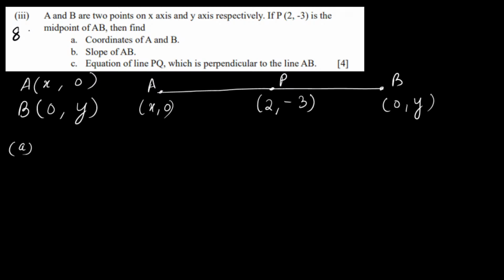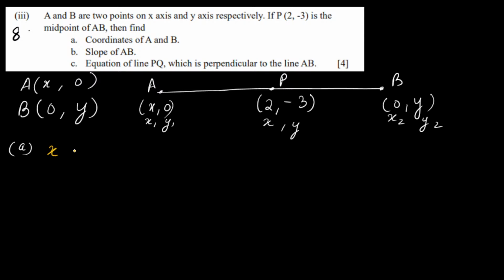First of all, it's given to us that P is the midpoint. That means we have to use the midpoint formula here. So A's coordinates we will write as x1, y1. B's coordinates we will write as x2, y2. And P's coordinates we will write as x, y. So the midpoint formula will apply because it's mentioned P is the midpoint.